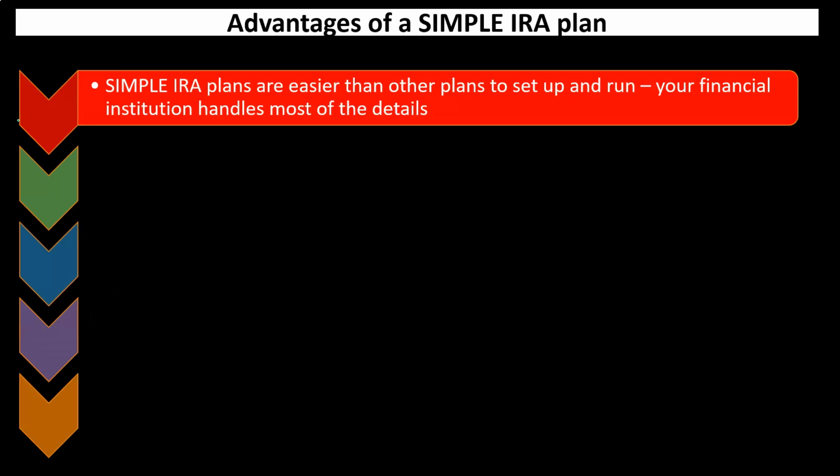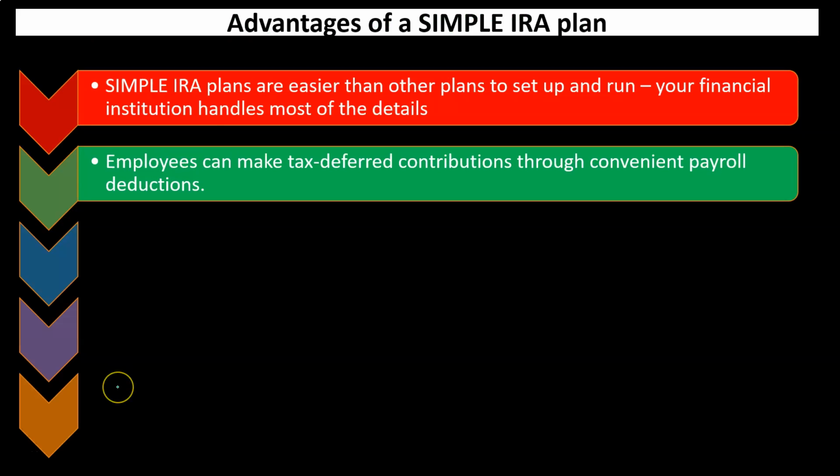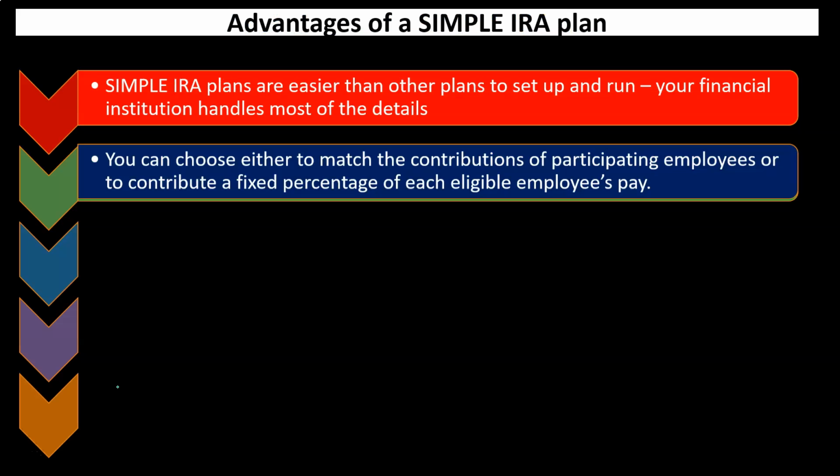Advantages of a SIMPLE IRA plan. SIMPLE IRA plans are easier than other plans to set up and run. Your financial institution handles most of the details. So once again, this is another attempt to make a retirement plan flexible for small businesses while still providing the benefits to the business owner, because they're thought of as an employee, and the ability for them to provide it to their employees without taking on the administrative burden and risk involved with a larger retirement plan like a 401k plan. Employees can make tax deferred contributions through convenient payroll deductions.